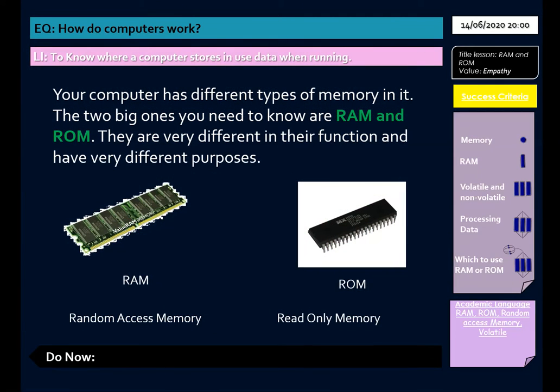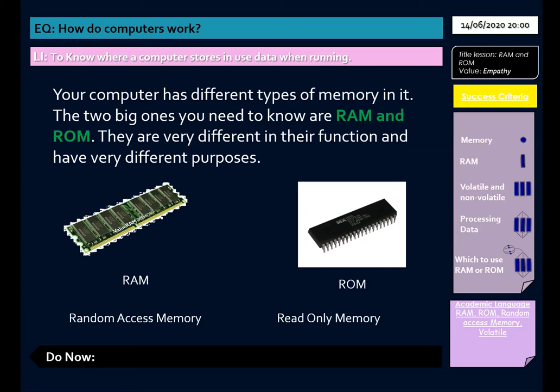So what are these different types? The computer has different types of memory in it. The two big ones you need to know are RAM and ROM. RAM standing for random access memory, and ROM read-only memory. They are very different in their function and have very different purposes. So let's start to consider what these differences are.